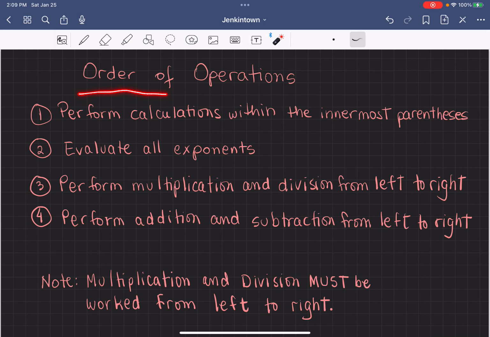Order of operations in math. In every problem, you must start doing parentheses first, the innermost parentheses if there's more than one pair of parentheses. Then you continue with exponents. After that, multiplication and division from left to right. And at the end, addition and subtraction from left to right if you wish, because you can also group numbers when it comes to addition and subtraction.